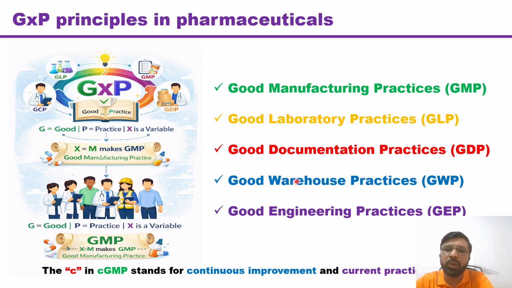GDP. If we are talking about warehouse practices, it will be good warehouse practices, also called GWP. If we are talking about engineering practices, it will be called good engineering practices, GEP. Nowadays, the concept of cGMP came. C stands for current, meaning it is an expression of continuous improvement and current practices.